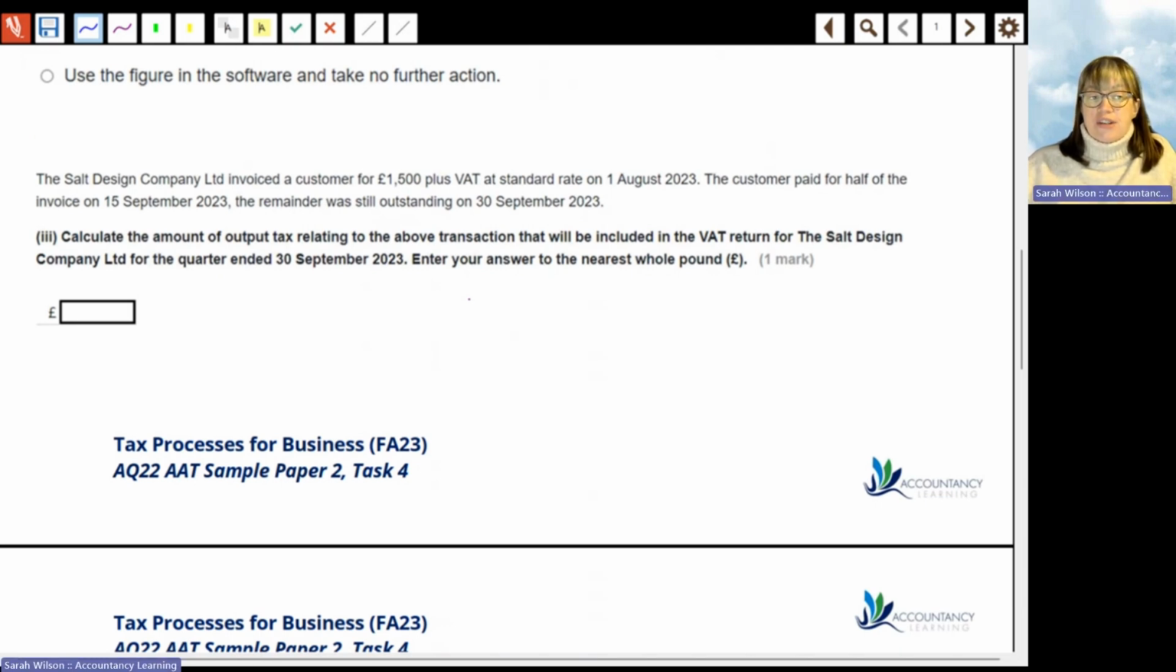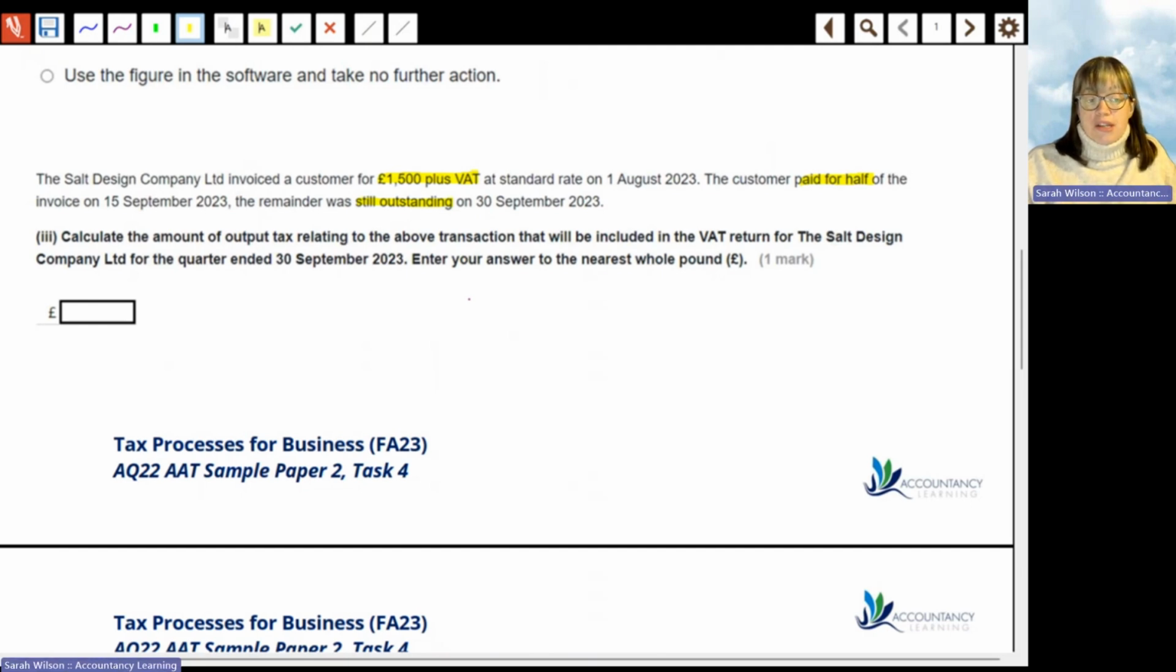The next part then is the Salt Design Company Limited invoice a customer for £1,500 plus VAT at a standard rate on the 1st of August 2023. The customer paid for half of the invoice on the 15th of September 2023 and the remainder was still outstanding on the 30th of September 2023.